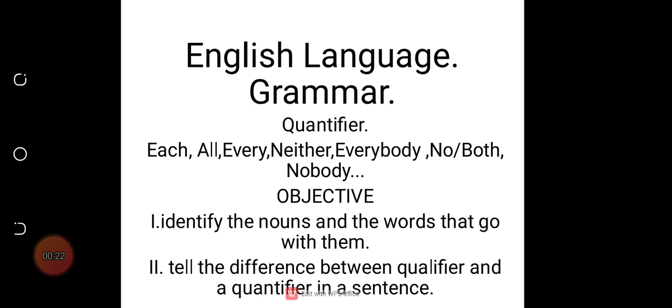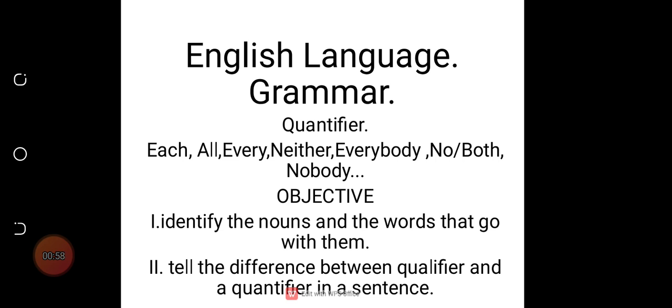Okay, quickly, let us look at what we have today. We have grammar and we are going to look at quantifiers, something we started with last week before we went on break for our exams. We looked at what a quantifier is, and we also gave some examples. So we want to look at each of the quantifiers and how they are being used in sentences.